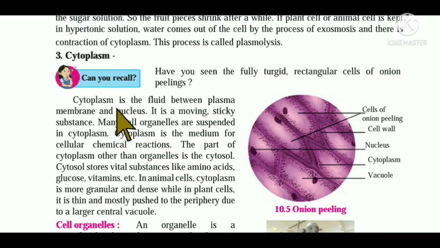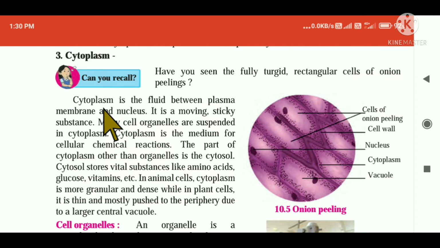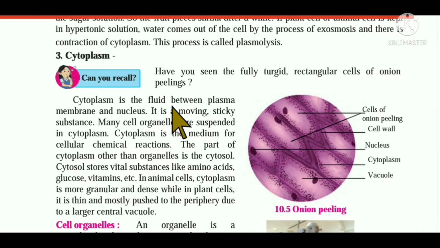Let us now enter inside the cell. Inside the plasma membrane, there is a ground substance, a liquid substance, which is known as cytoplasm. Let us see the structure of cytoplasm. Cytoplasm is a fluid inside the plasma membrane. If you observe this onion peel under the microscope, it will look just like this.